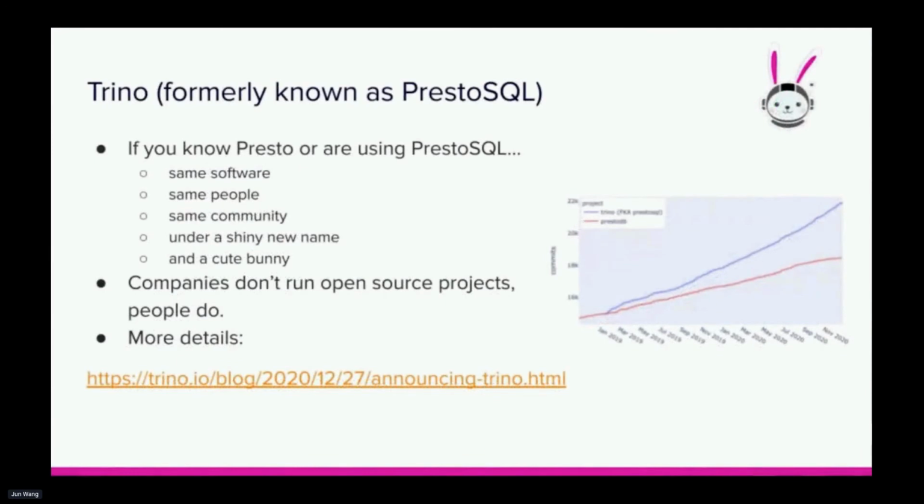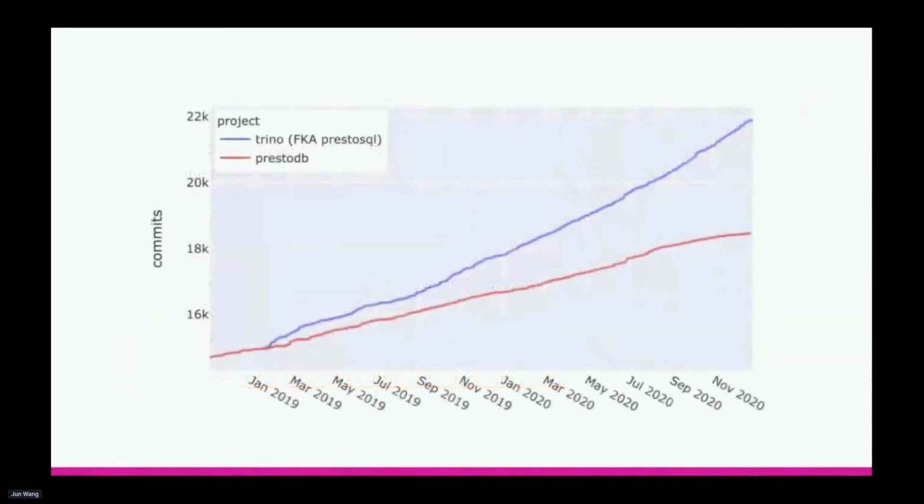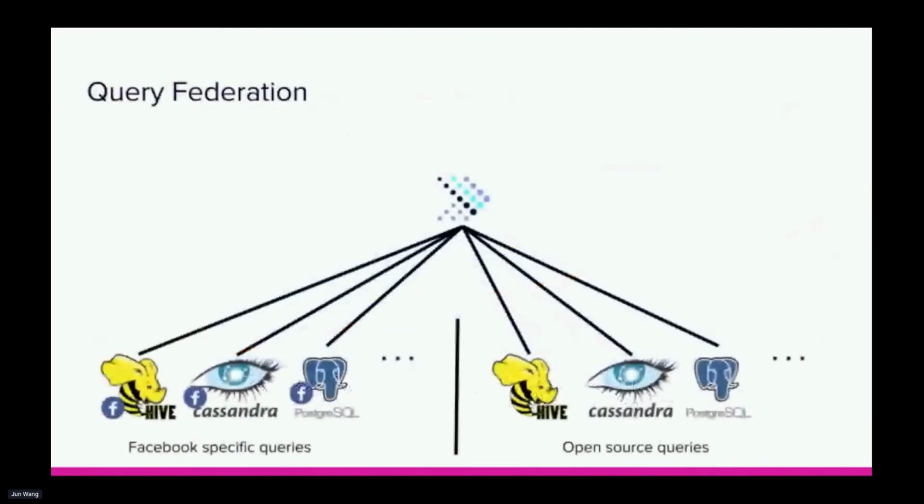So the thing to point out here is that although there's still some affiliation with Facebook, companies don't really ultimately run open source projects. It's actually the people involved in those projects that drive it. And you can see that is very relevant in the graph here, which shows the Git commits of the Trino project over the Presto project in the last 2 years since the split happened.